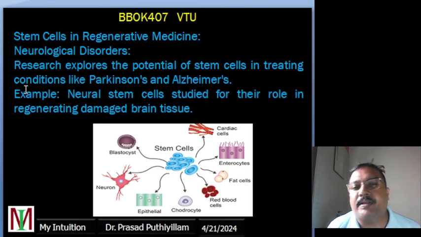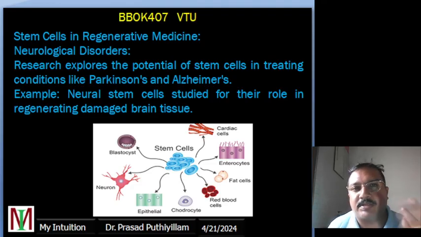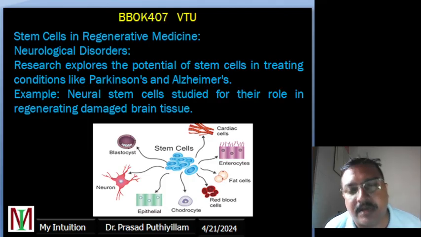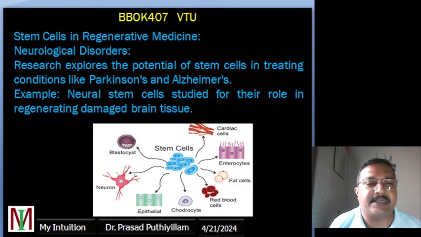One more point, that is neurological disorders. Neurological disorders are caused by the malfunction or degeneration of nerve cells in the brain and the spinal cord. So stem cells offer a very potential avenue for the treatment of these conditions, to repair or regenerate the damaged or dead nerve cells.